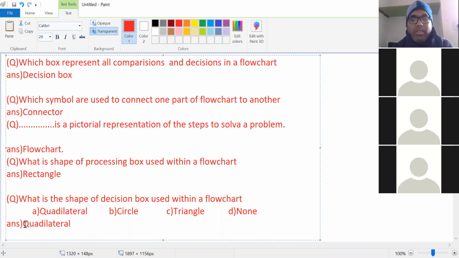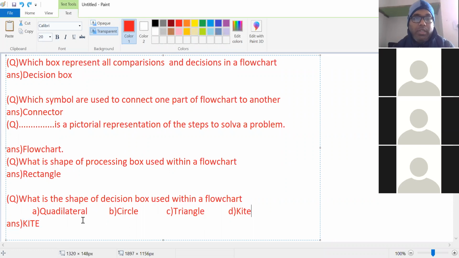Yes, sir. If there will be quadrilateral and kite both, then also the answer is kite, right? In that case also the answer will be kite. If both are there, the answer is kite, right? And both will not be given in the exam, okay? Options will be given in such a way that you can select the correct answer, right?